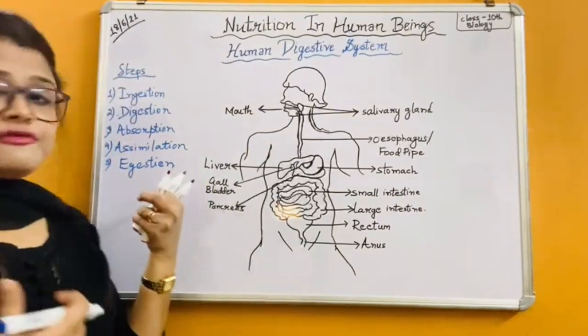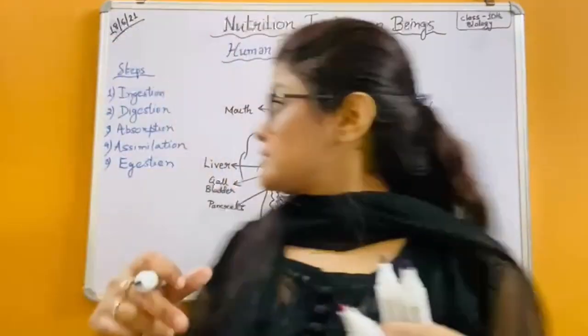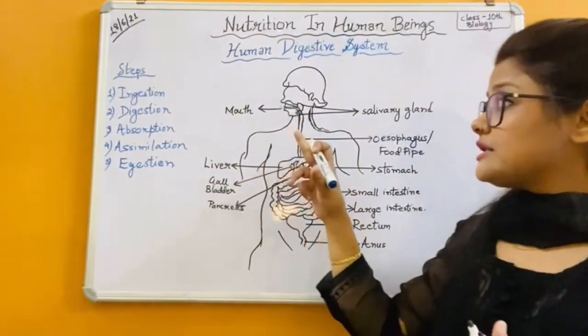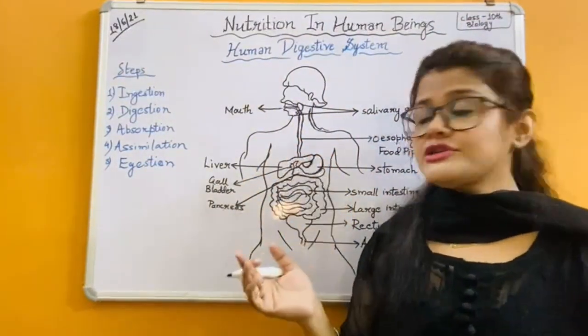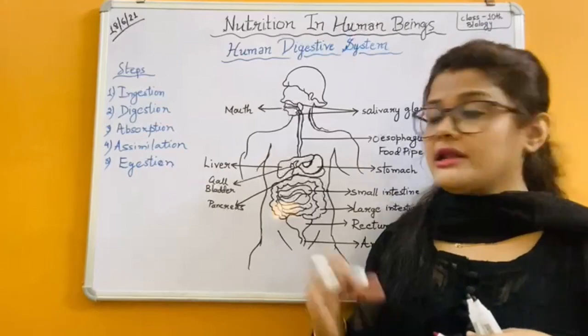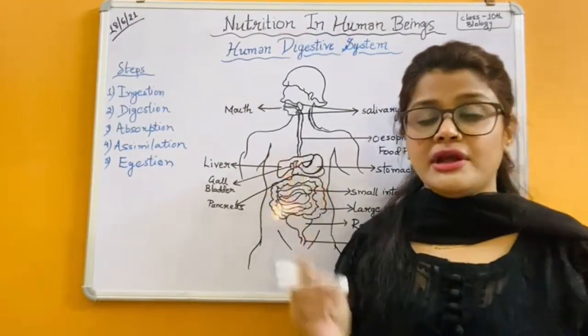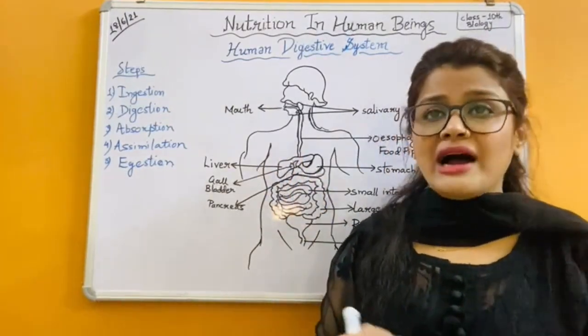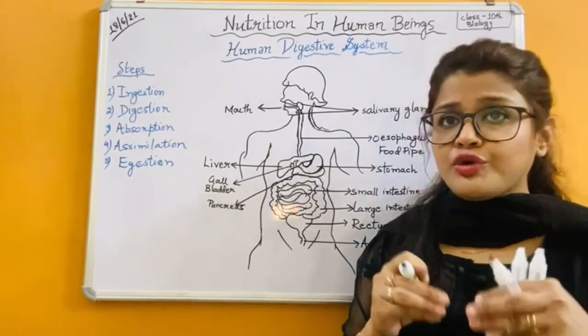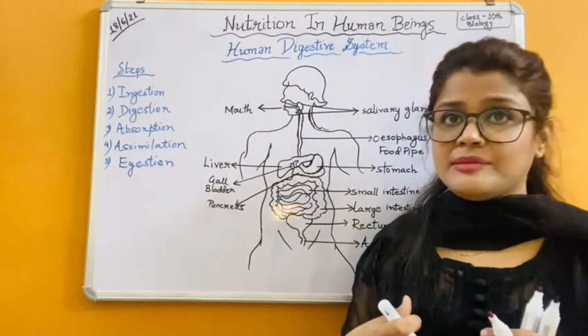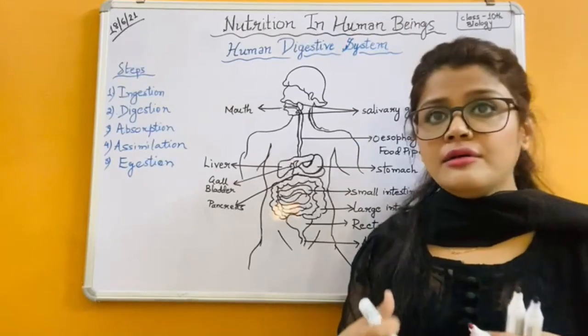So I'll quickly brief the 5 steps. Starting from the first step, ingestion. It is the process of taking food into the body. Number 2 is digestion. Digestion is the process in which large insoluble substances are broken into small water soluble substances which can be absorbed by the body.